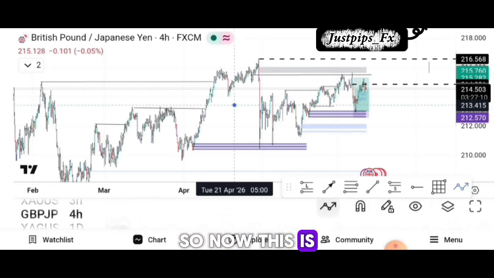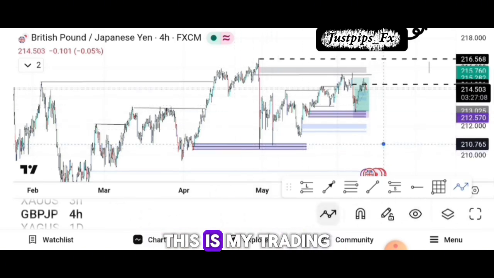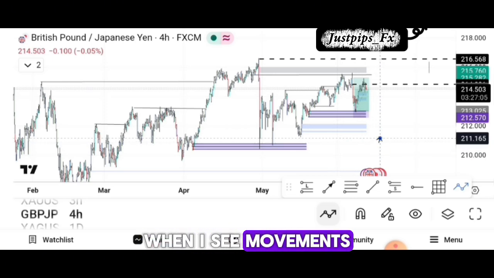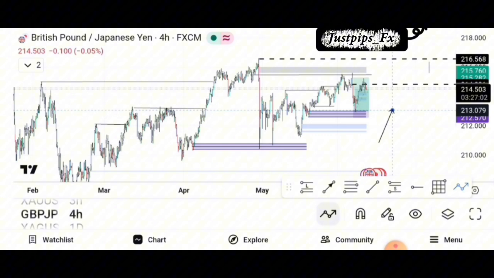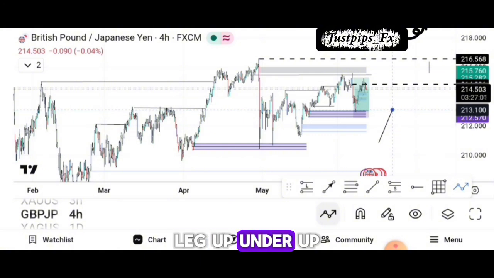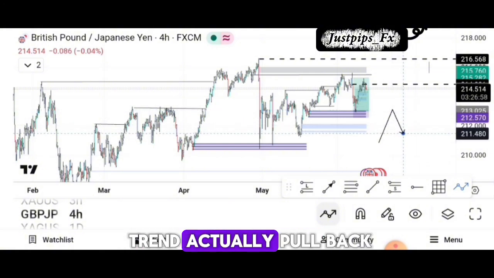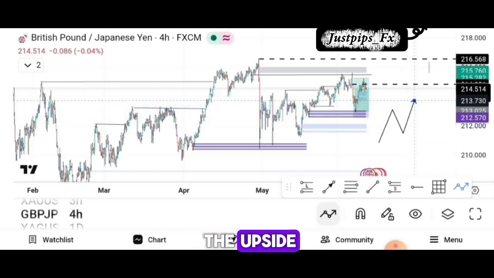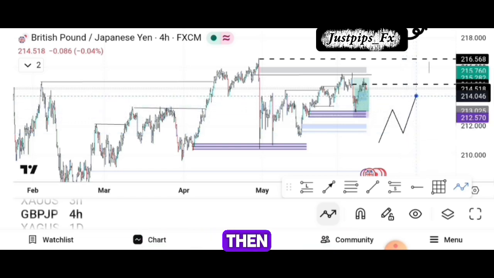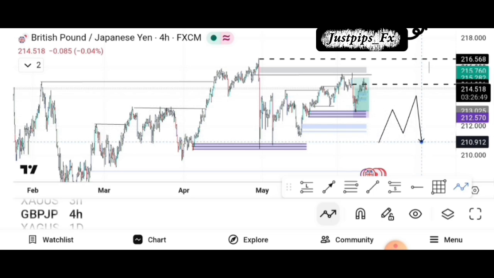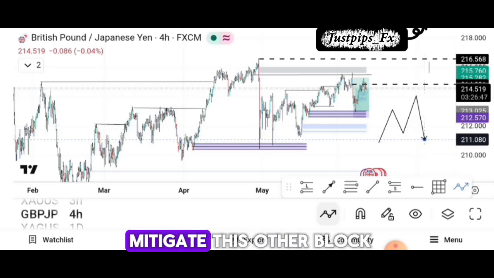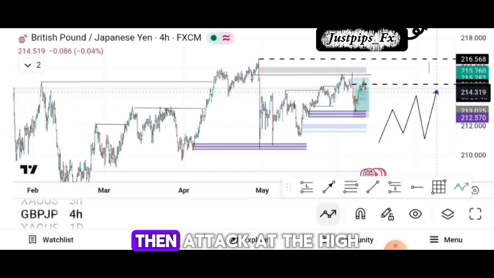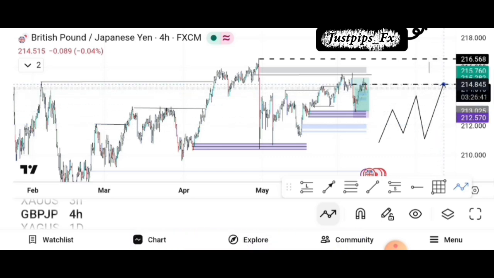So now this is what I normally trade. This is my trading plan and pattern I normally trade. When I see movements like this in the market, level and then a trend, a pullback, break of structure to the outside, then pull back and mitigate this order block I wasn't mitigating. Then I target the high.